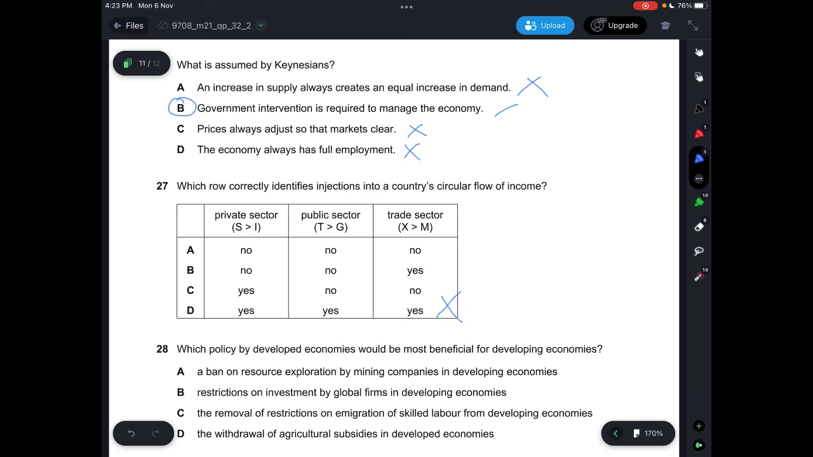But the trade sector here is that your exports are more than your imports, so this will result in injections because now you have more exports. People will buy more of your exports and you import less. So that will be yes. So it has to be no, no, and yes. So the answer is B.